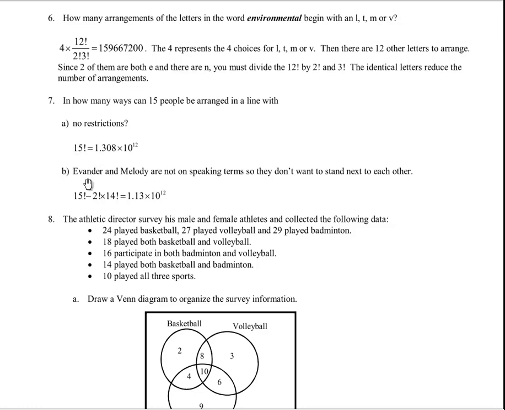Now, for B here, it says that Evander and Melody are not on speaking terms, so they don't want to stand next to each other. In order to do this B here, there's a long way and a short way. I'm going to show you the quicker way to do it.